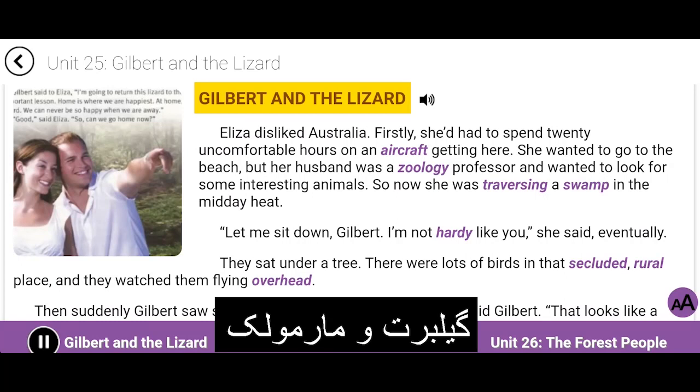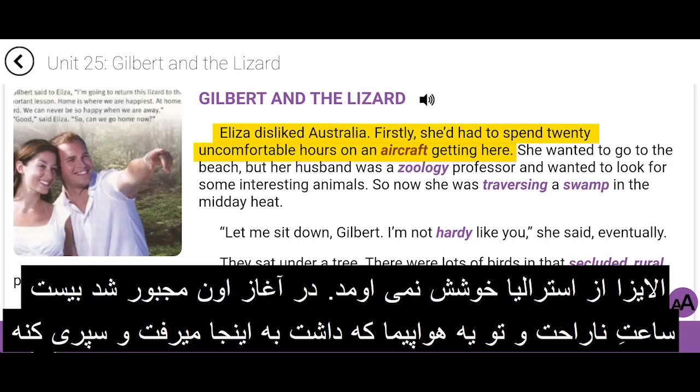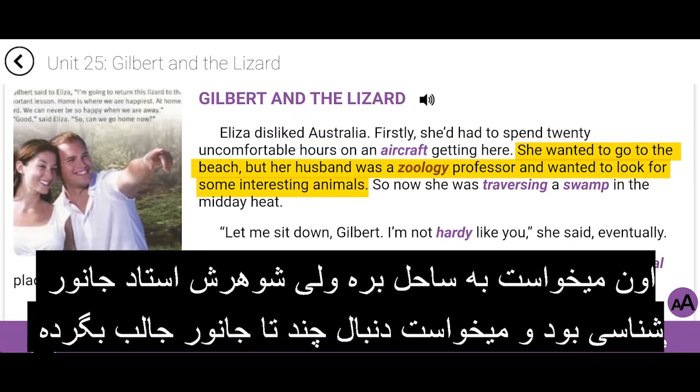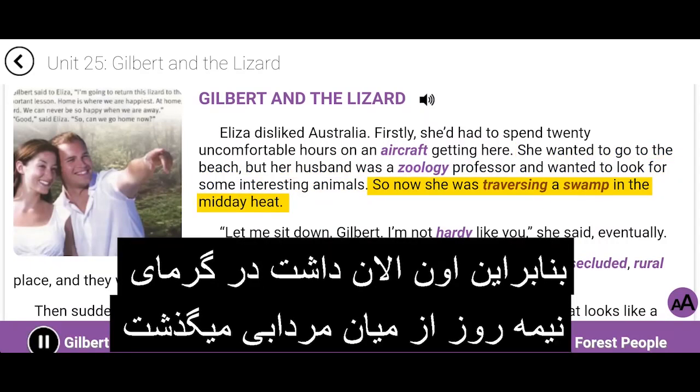Gilbert and the Lizard. Eliza disliked Australia. Firstly, she'd had to spend 20 uncomfortable hours on an aircraft getting here. She wanted to go to the beach, but her husband was a zoology professor and wanted to look for some interesting animals. So now she was traversing a swamp in the midday heat.